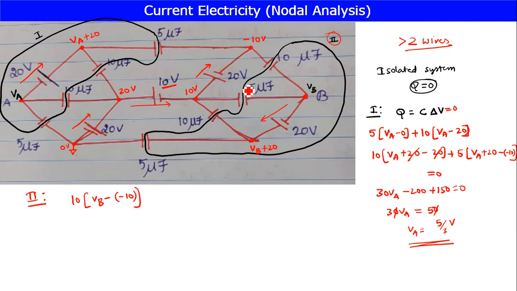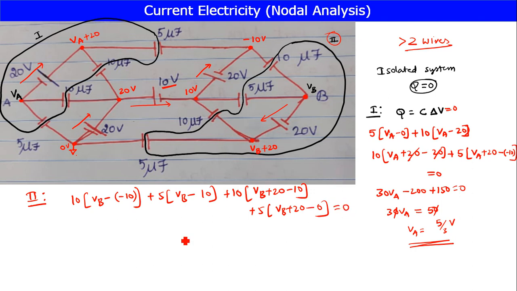Clear now? This 5 microfarad capacitor is connected between VB and minus 10. Clear? Now this is another capacitor that is of 10 microfarad, and that is connected between VB plus 20 and minus 10. VB plus 20 minus 10. Next, this 5 microfarad capacitor is connected between VB plus 20 and 0. Alright, so that is all. That should be that the charge in an isolated system is 0.